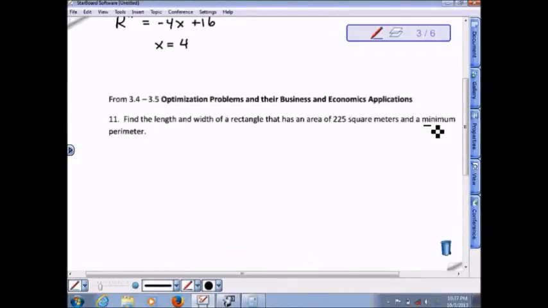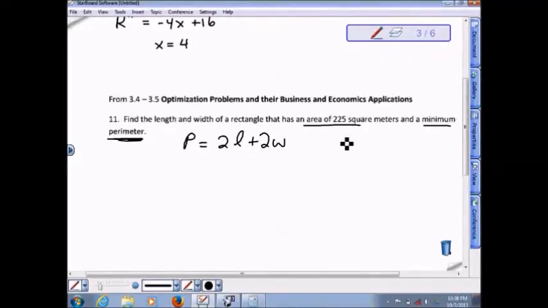So what we're trying to optimize here is the perimeter. The perimeter formula for a rectangle is 2L plus 2W. Now to optimize, or to minimize or maximize, any function, we take the derivative. The problem is this is not a function of one variable, this is a function of length and width, which is really going to complicate things. So what we need is a secondary equation.